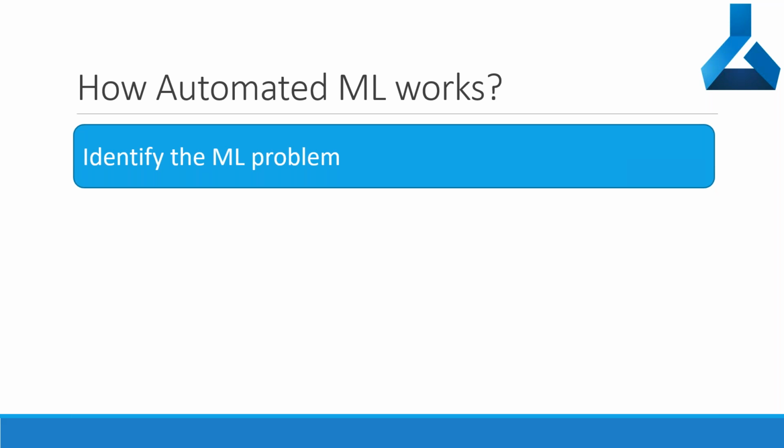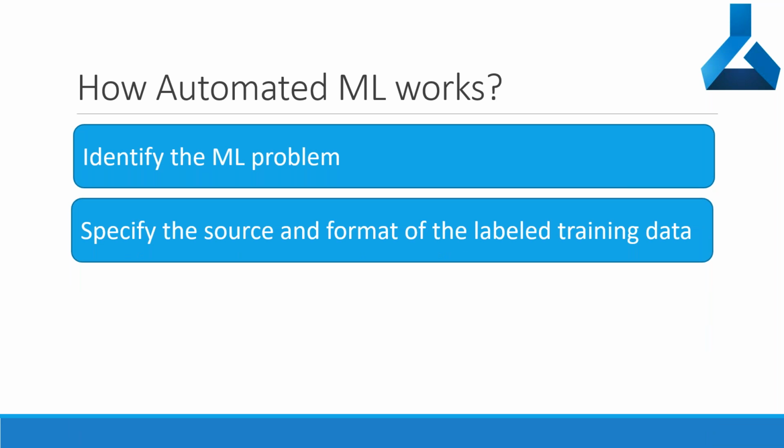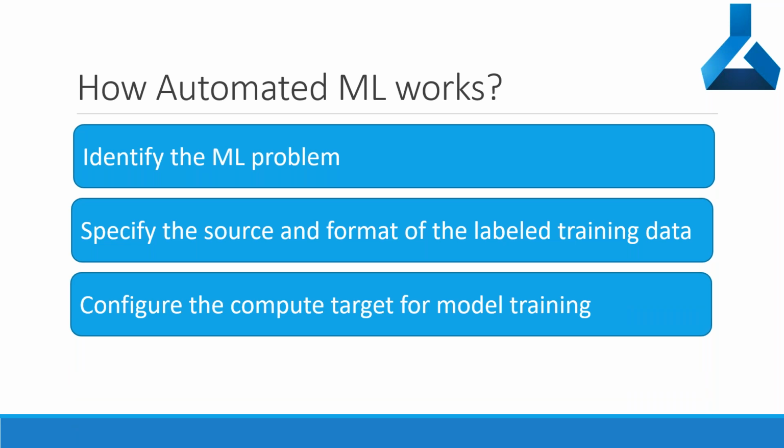So just as a flow, what I explained through the diagram. How automated ML works is, you identify the problem that you're trying to solve. You specify the source and the format. This is mainly how you provide the information through the graphical user interface. Then you configure the compute target you need to use for training your model. Again, this is all on Azure, which means you don't need to worry about anything. You just need to pick and choose.